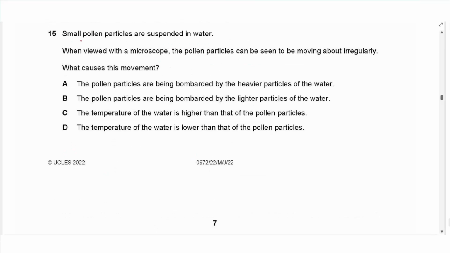Question 15 says small pollen particles are suspended in water. When viewed with a microscope, the pollen particles can be seen to be moving about irregularly. What causes this movement? Is it A, the pollen particles are being bombarded by heavier particles? No, not heavier particles of water. It's lighter particles of water. The temperature is not causing this, so the answer is B.